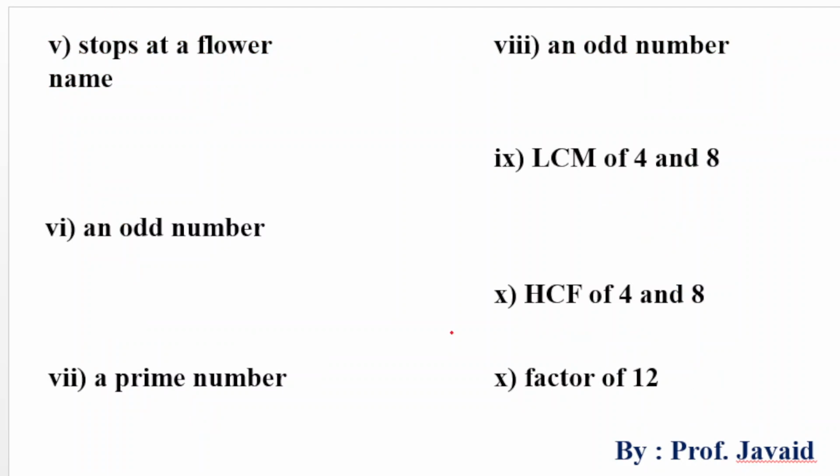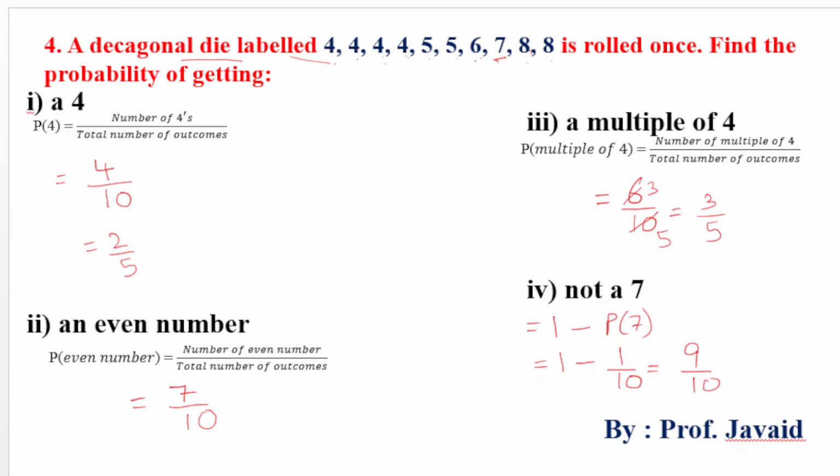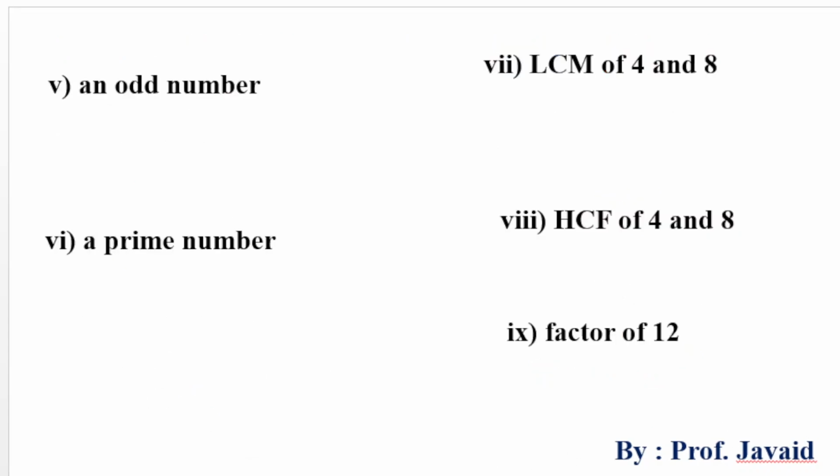Okay, so the next part, the fifth part, is here. You can see the question from your book or anywhere. So stop at flower's name. This has done. So this has done, and then okay, fifth part is basically an odd number.